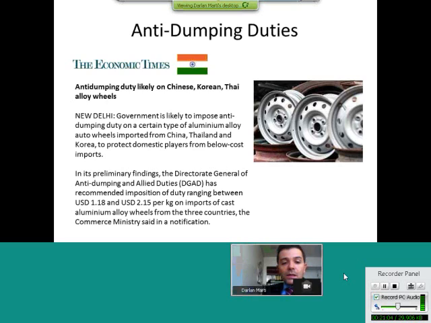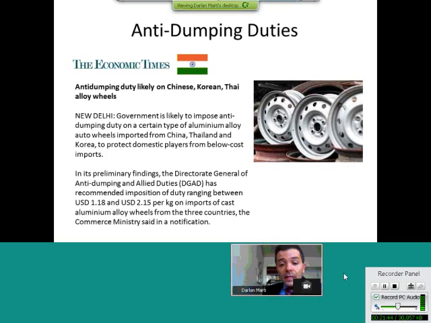Now, another example, and this is from the Economic Times of India, a newspaper from India. This is a report that the government of New Delhi is likely to impose anti-dumping duties on aluminum wheels for vehicles imported from China, Thailand, and Korea. The government did an investigation and might conclude that wheels from these three countries are being sold in India below their production cost.